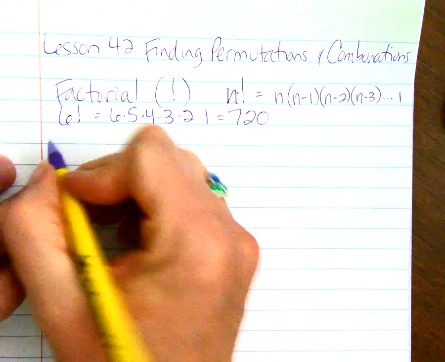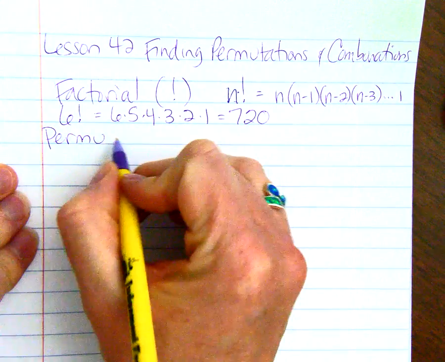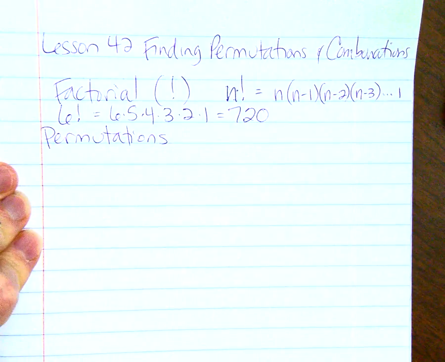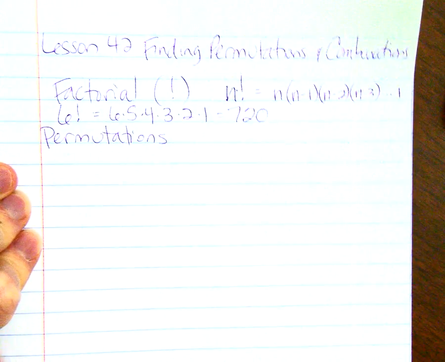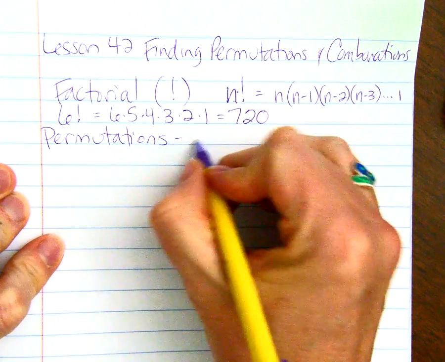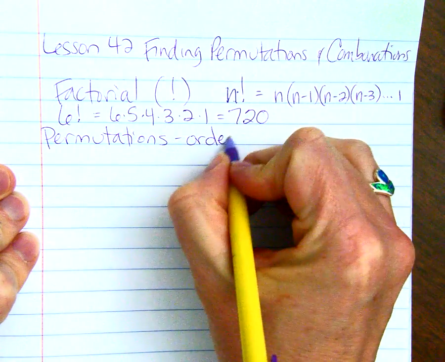With permutations, order matters. So if I were going to give a first, second, and third in our classroom, the order would matter. So that would be considered a permutation.